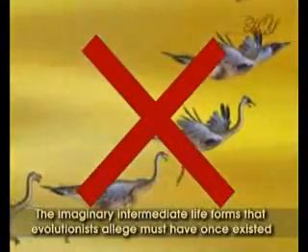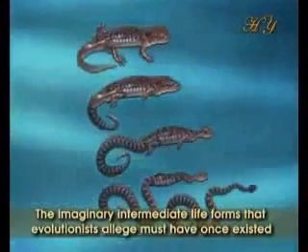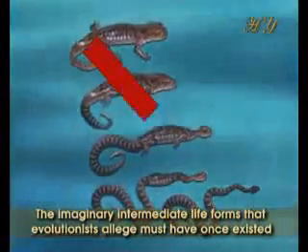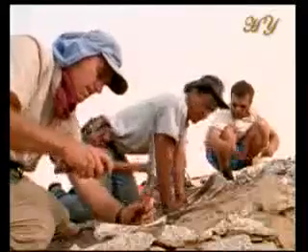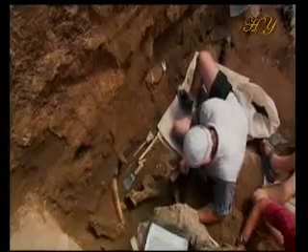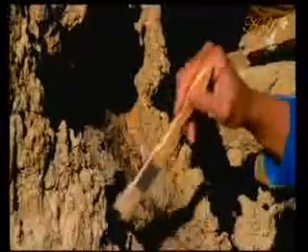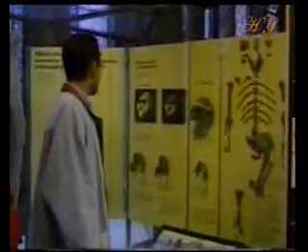Or creatures displaying both reptilian and bird-like characteristics should have appeared. Furthermore, there must have been millions, even billions more of these intermediate forms than existing species. And naturally, we should have encountered plentiful fossils of these intermediate forms in rock strata all over the world.